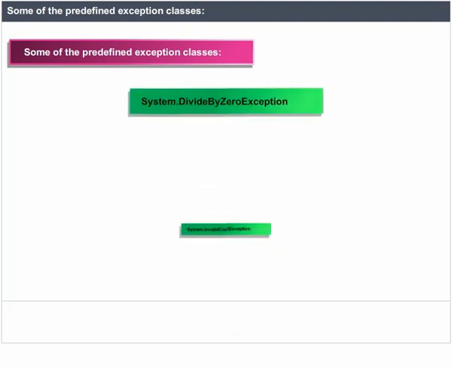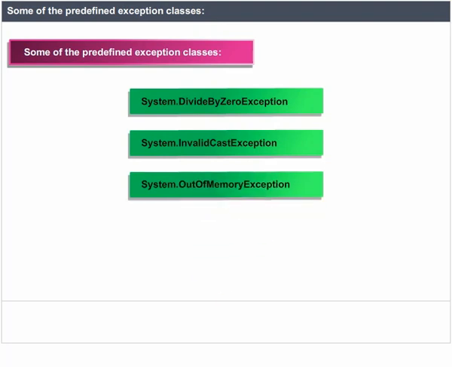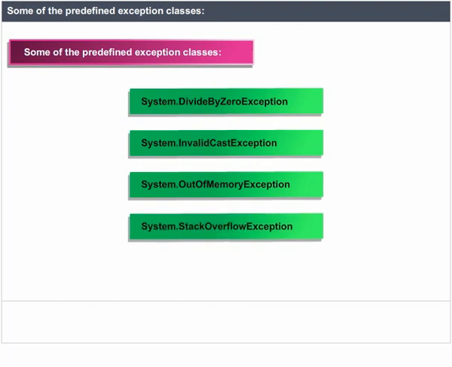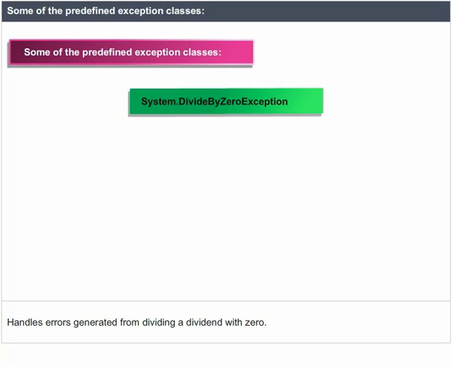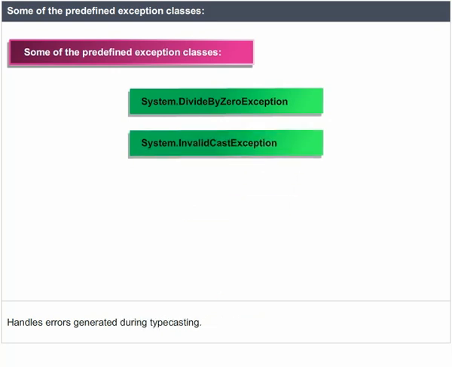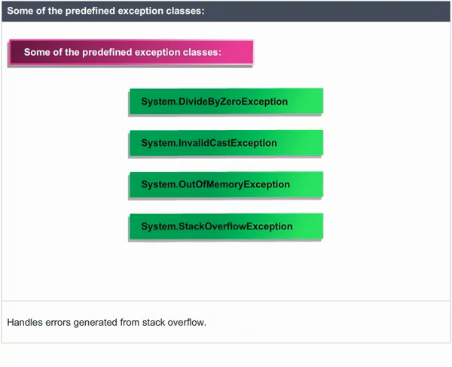System.DivideByZeroException, System.InvalidCastException, System.OutOfMemoryException, System.StackOverflowException. Handles errors generated from dividing a dividend with 0. Handles errors generated during typecasting. Handles errors generated from insufficient free memory. Handles errors generated from stack overflow.